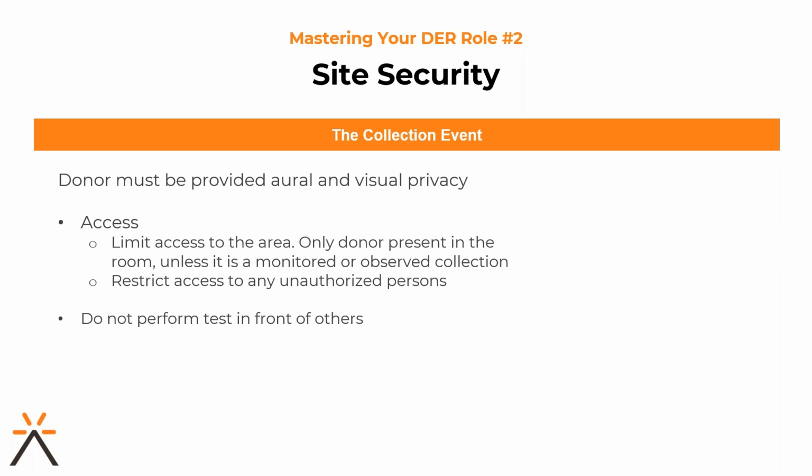I have a lot of railroad experience, and a lot of times in railroads, they test multiple donors at one time in a crew. I have seen this where you'll stand in a room and then the breath machine just goes from one donor to the next donor to the next donor. That's not oral and visual privacy. You want to make sure that you've got one donor at a time.